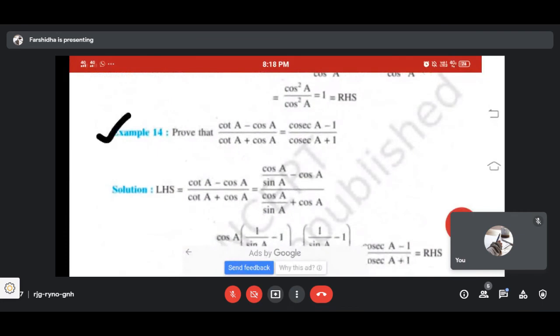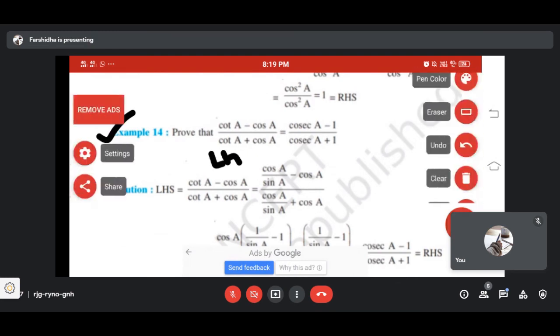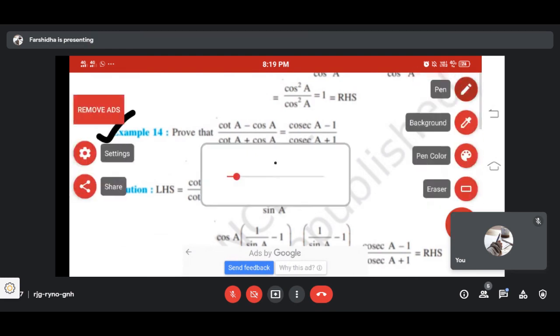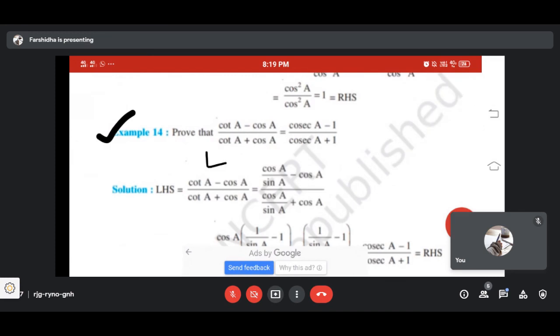Now example number 14. Prove that cot A minus cos A divided by cot A plus cos A equals cosec A minus 1 by cosec A plus 1. So we'll take the LHS first and we'll reach the RHS. Then we'll prove it. First take the LHS: cot A minus cos A divided by cot A plus cos A.